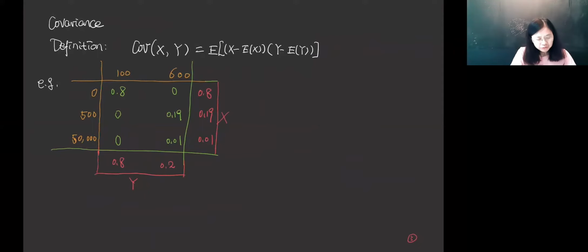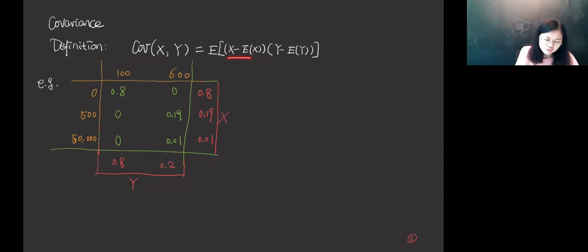For joint distributions, we can also define some traits. One of the useful traits is covariance. Covariance is a summary of how X and Y move with each other. The definition of covariance is here. Covariance of X and Y is defined to be an expectation. It's an expectation of the product of the deviation of X from its own mean and deviation of Y from its own mean.